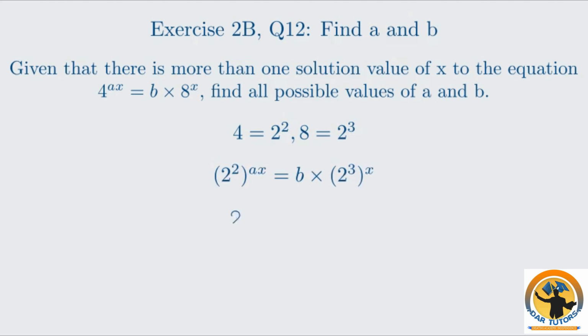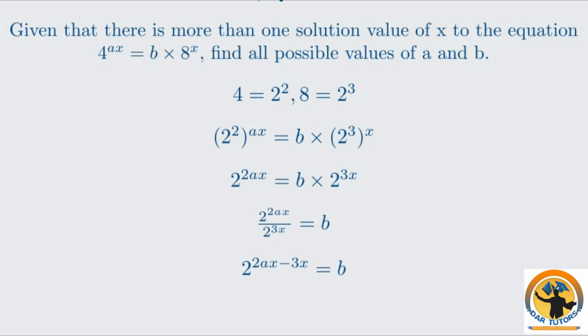Substituting these into the equation, we get 2 to the power of 2ax equals b times 2 to the power of 3x. Now let's rearrange the equation to isolate the exponential terms. Dividing both sides by 2 to the power of 3x, we get 2 to the power of 2ax minus 3x equals b. We can factor out x from the exponent, giving us 2 to the power of x times the quantity 2a minus 3 equals b. The problem states there is more than one solution for x.